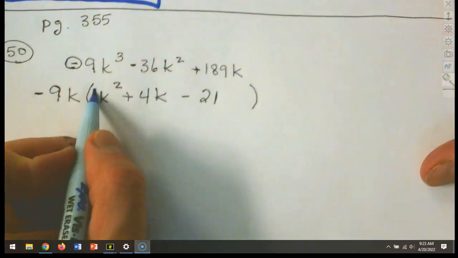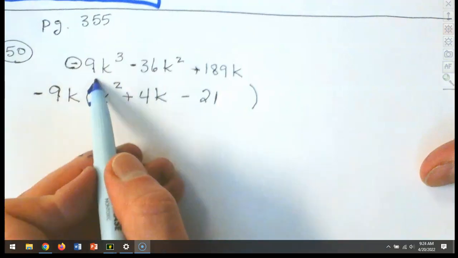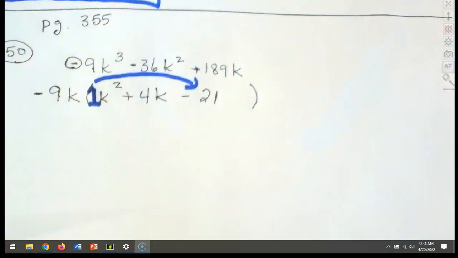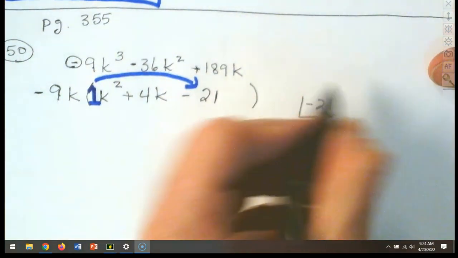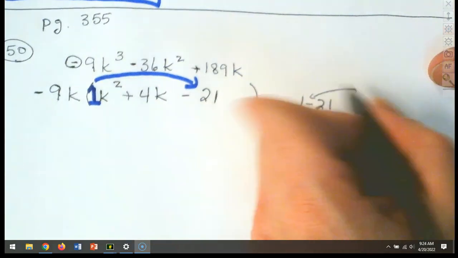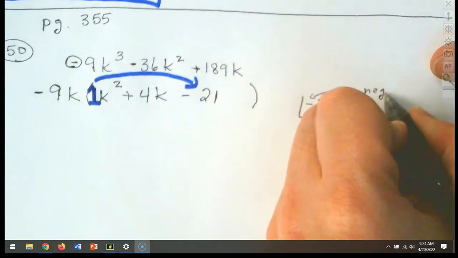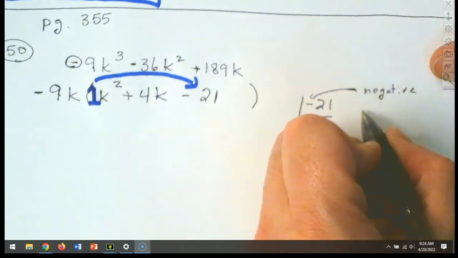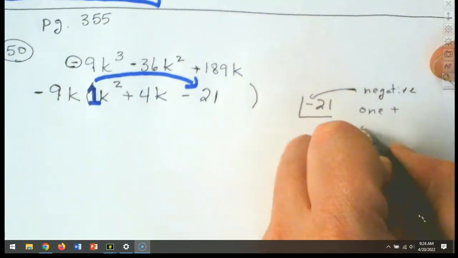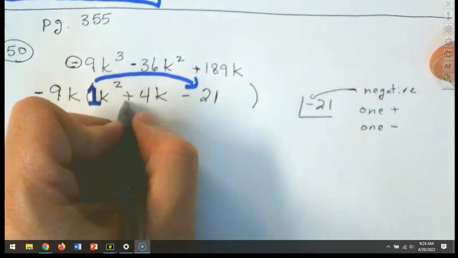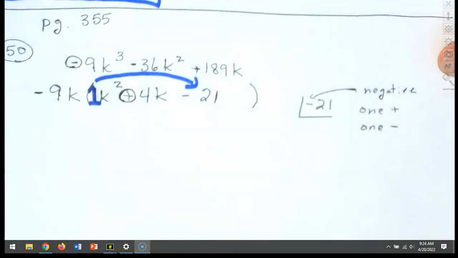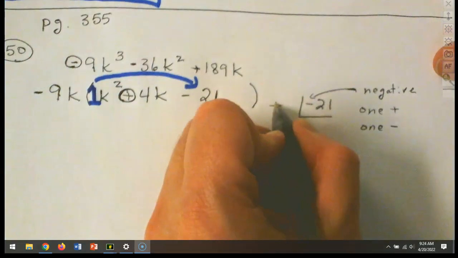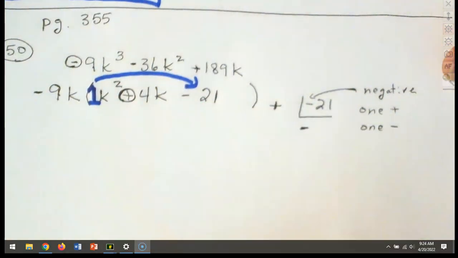We're going to proceed to factor. So we put the 1 here. We multiply. 1 times a negative 21. That's a minus 21. So this is negative. So what do we know? 1 is positive. 1 is negative. And then we come over and we look in the middle. And what's our sign in our middle? Positive, so we know this is positive, and that one's got to be negative.